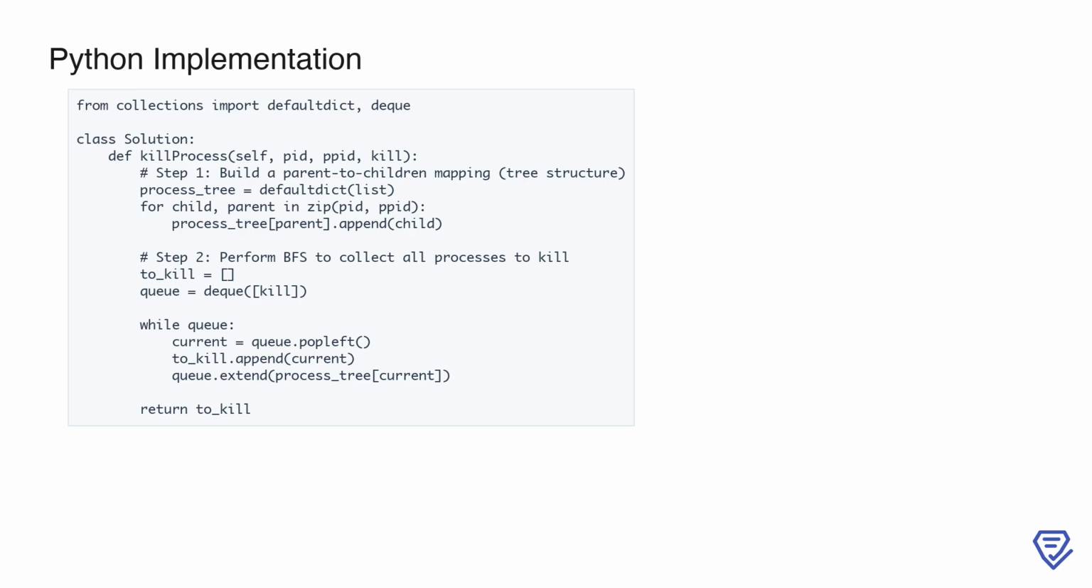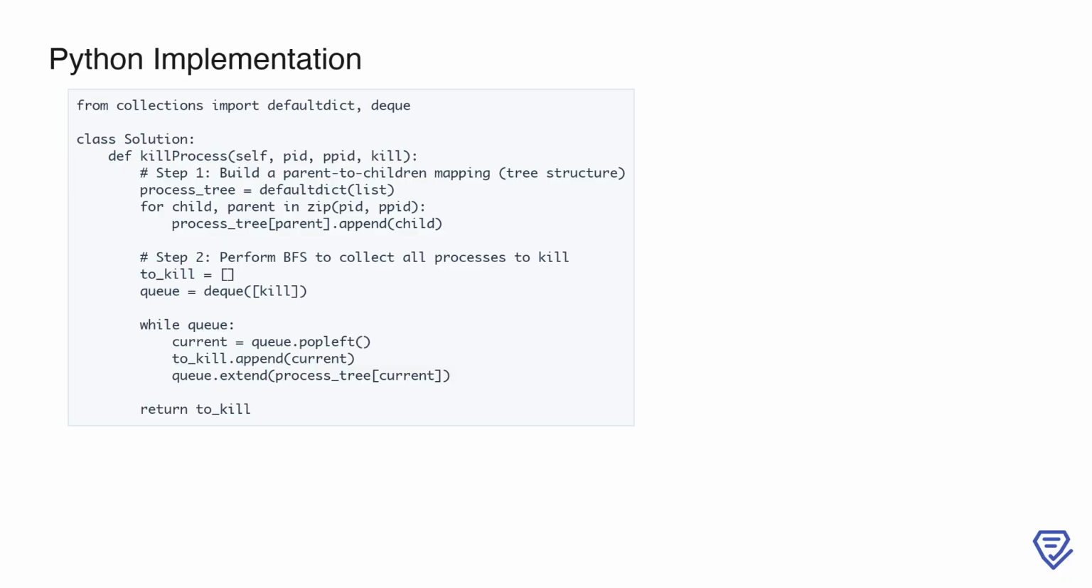Here's a step-by-step breakdown. 1. Tree construction. The PID list specifies the parent-child relationships between processes. We use a defaultdict of lists to map each parent process to its child processes. This forms a tree structure where each parent node points to its children.